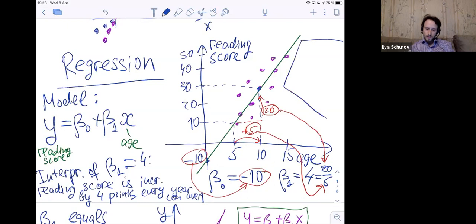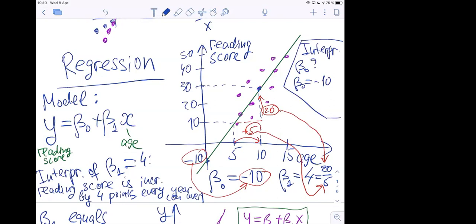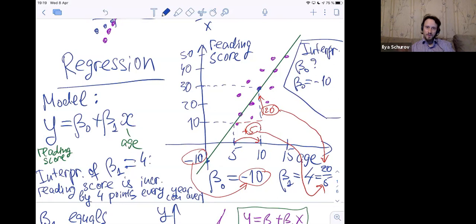Good. Now, how can you interpret beta naught? So we have beta naught equals negative 10. How can we interpret it? Like a starting point. Yes, but in terms of our initial data, the real world problem. Yes, Manuel, it is a good thing.